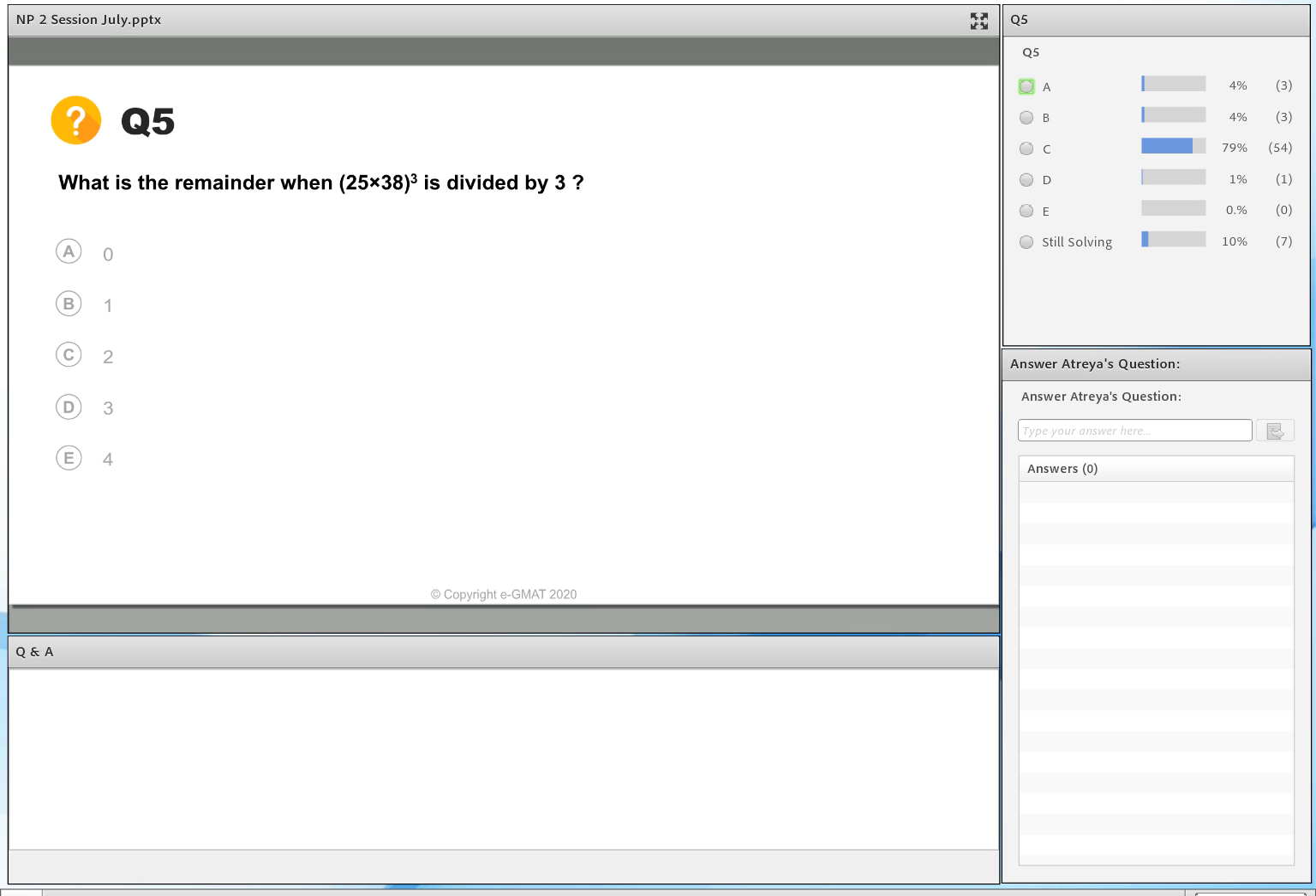Now, let's look at the solution. And I guess it was Ruchi. Ruchi, this question is something that you were asking for, right? So let's look at the question. And do let me know if it answers your questions that you had. Okay, what is the remainder when 25 times 38 whole cube is divided by 3?